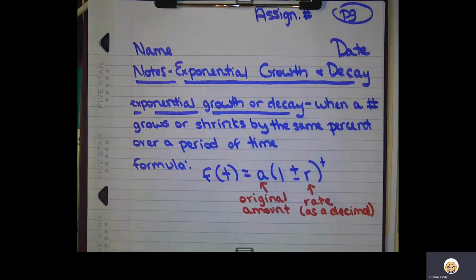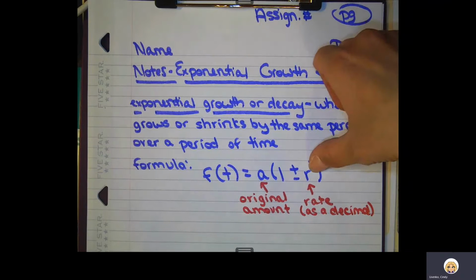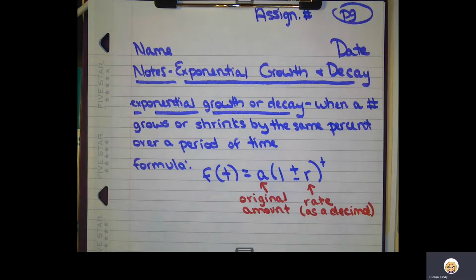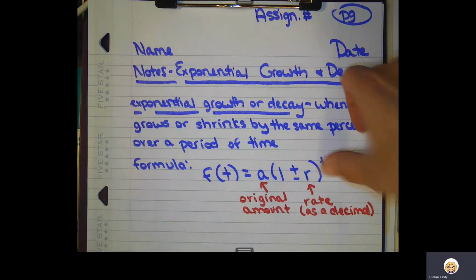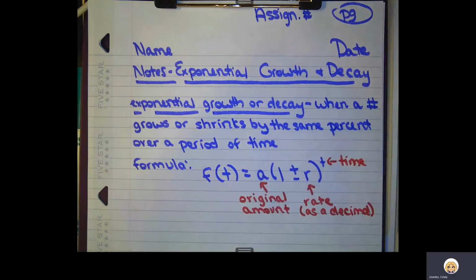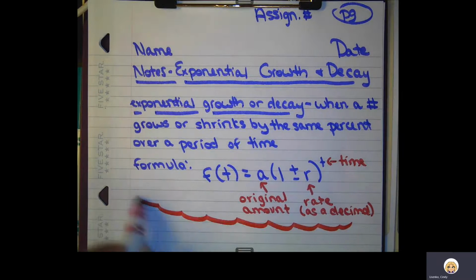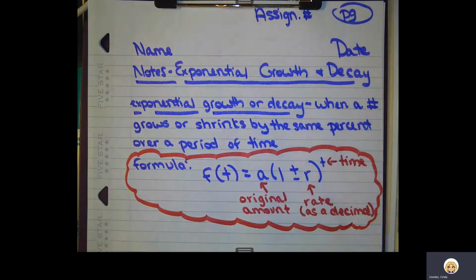So if it's going up 80%, I'm first of all going to use a plus because it's going up, and 80% as a decimal is 0.80 or 0.8. If it was decreasing by 25%, I would use a minus sign, and then 25% would be 0.25. My t stands for the time. That's how long I have this loan for, or it's decaying, or if it's going up. So I'm going to bubble this in. This is the formula that we're going to need, and we're going to do 2 examples using this formula.